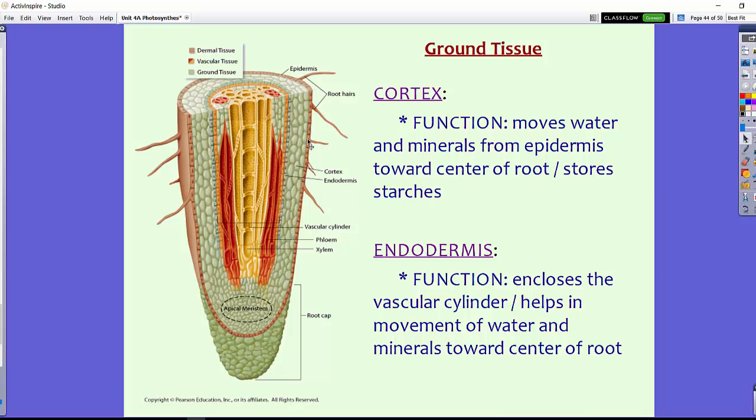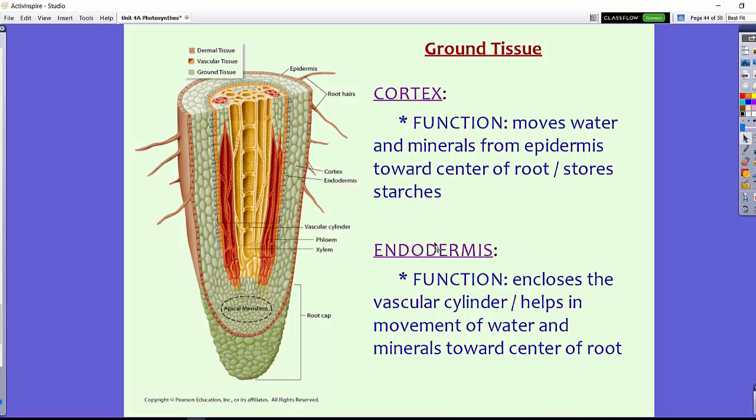So here's the outside, or the epidermis. Once that water moves in, it's going to help move that water towards the center. It also stores starches. So some of those starches that are created, such as the sugars, are actually stored in the ground tissue here.